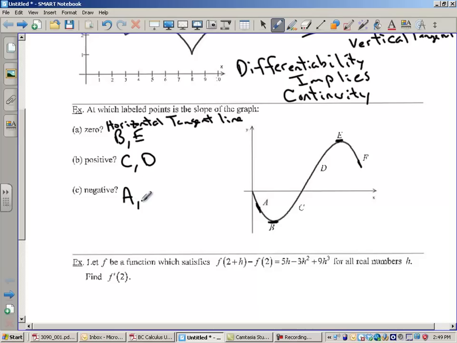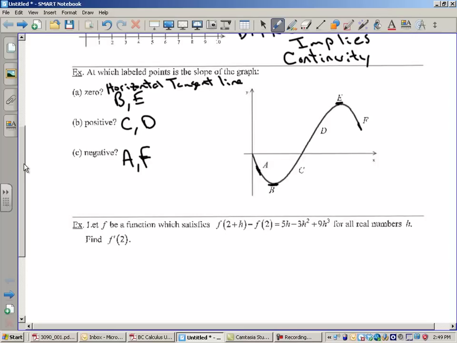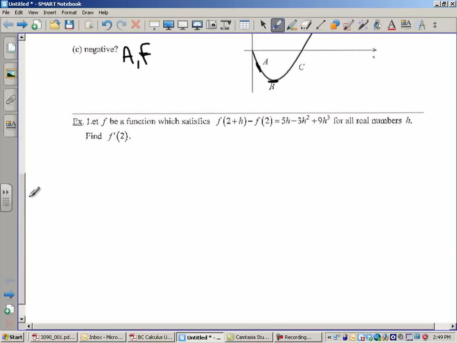So I hope that makes sense to you. If not, come talk to me and I'll show you the little moving tangent line on my computer. So A and F are my answers to that. So now hopefully that helped you out with differentiability and continuity. Now we're going to take a look at some different forms of the definition of the derivative.